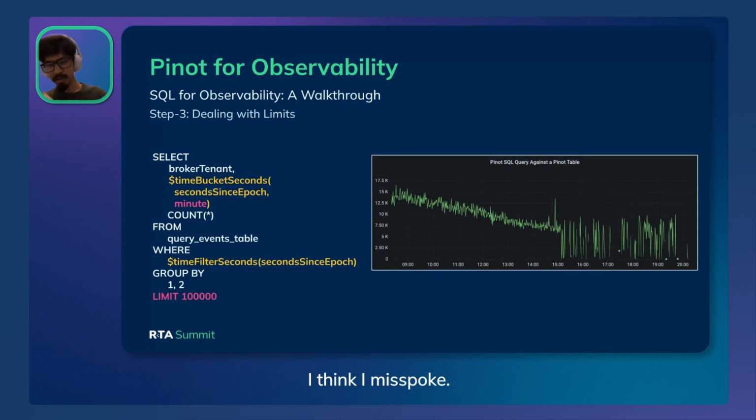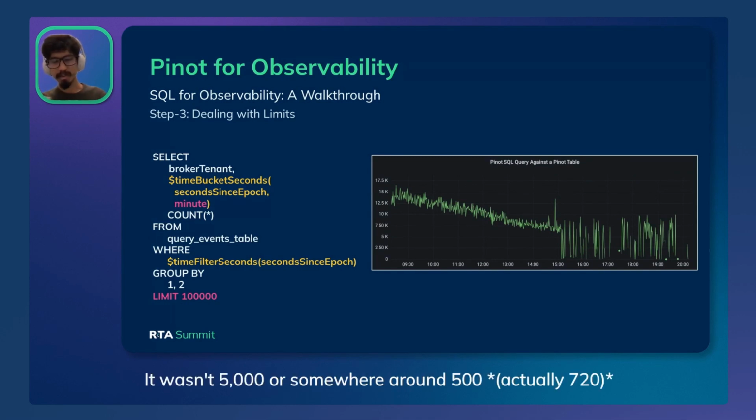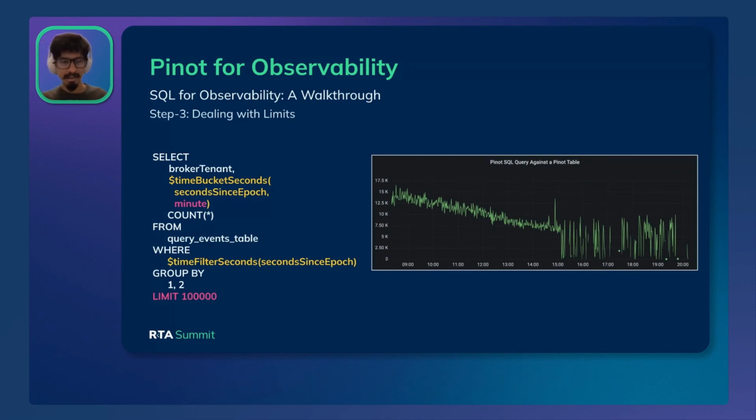I think I misspoke. It wasn't 5,000, it was somewhere around 500, but that doesn't matter. In the end, the point is that the time buckets get multiplied with the series, and your number of data points become very high as you start to increase your time range. And that is where you now have to worry about what to set your limit to. In this case, I set my limit to 100K, and that is working reasonably. I see that data is coming out correctly.